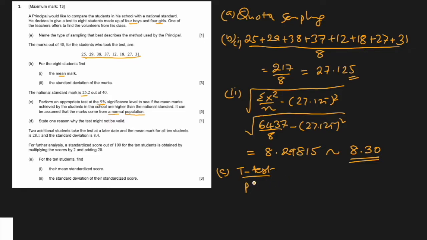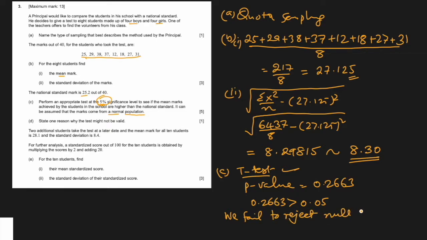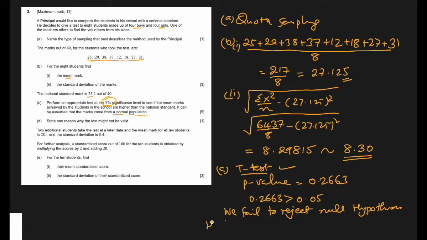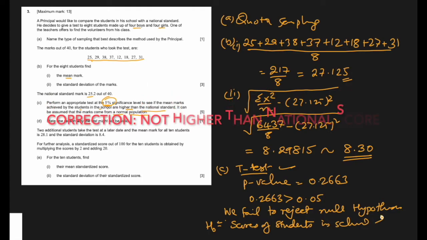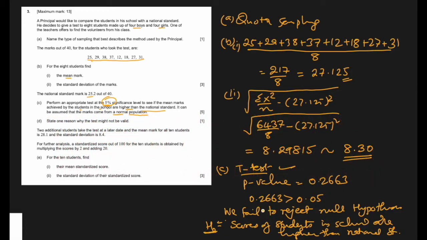So the p value came out to be 0.2663. So what is the question they're asking? 0.2663 is much more than the significance level of 5%, 0.05. So we fail to reject the null hypothesis, which was that the scores of students in this school are higher than the national standard. This hypothesis we keep. We don't have enough evidence to reject it.